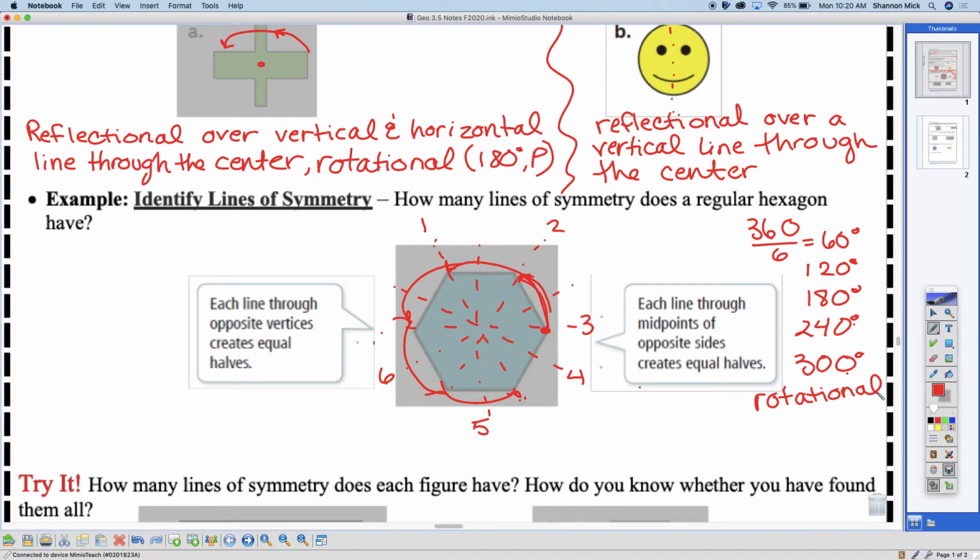I can keep turning it and keep mapping it to itself, can't I? Uh-huh. Now, again, you've got to stop less than 360. Now, does this work for every shape? No. It works for regular octagons and hexagons and those things.